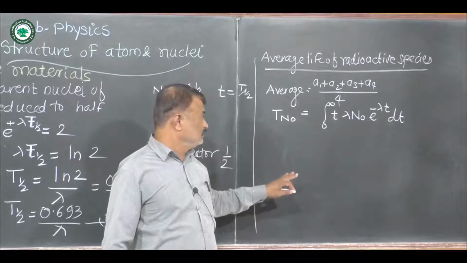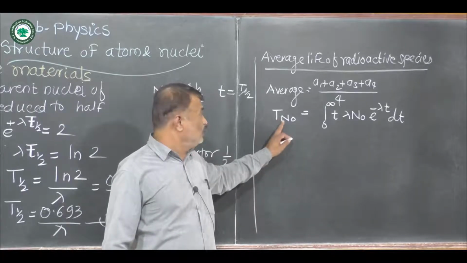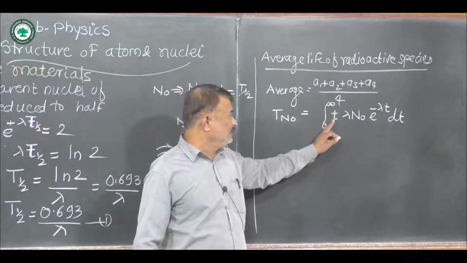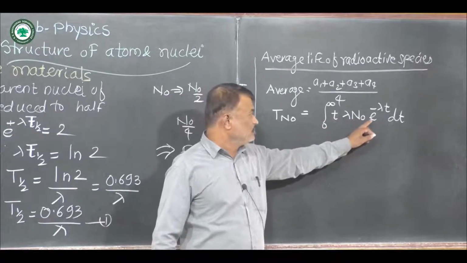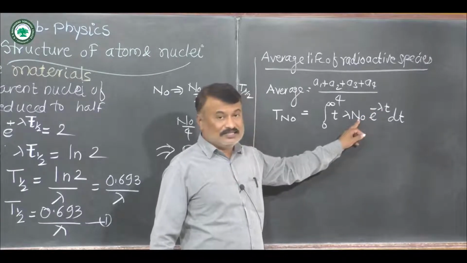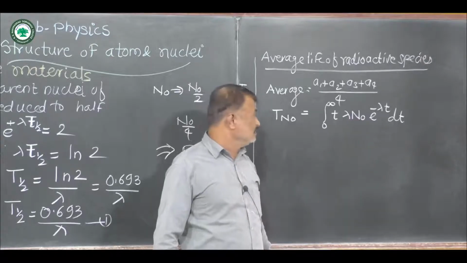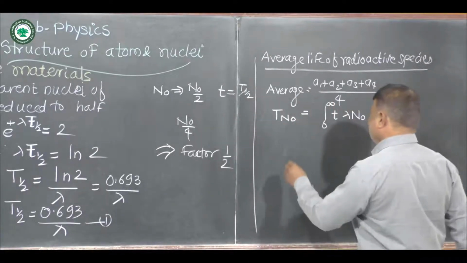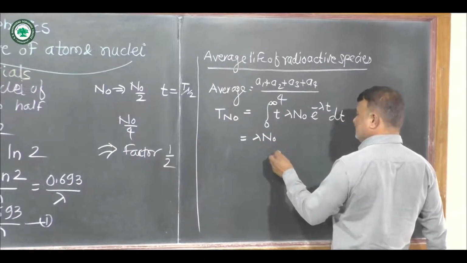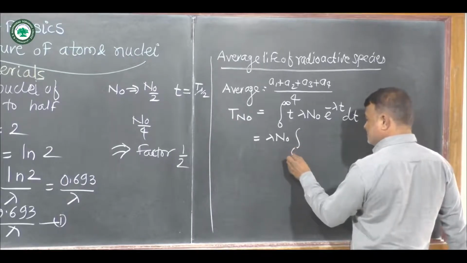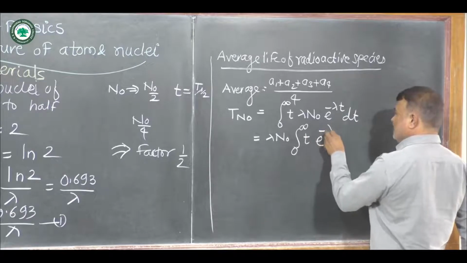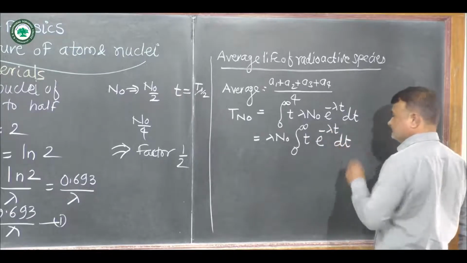Time for N0 is equal to the integration from 0 to infinity of t lambda N0 e raised to minus lambda t into dt. In that case N0 is constant and lambda is also constant, and therefore we take them out of the integration. Then we get lambda into N0, and the remaining integration from 0 to infinity of t into e raised to minus lambda t into dt.